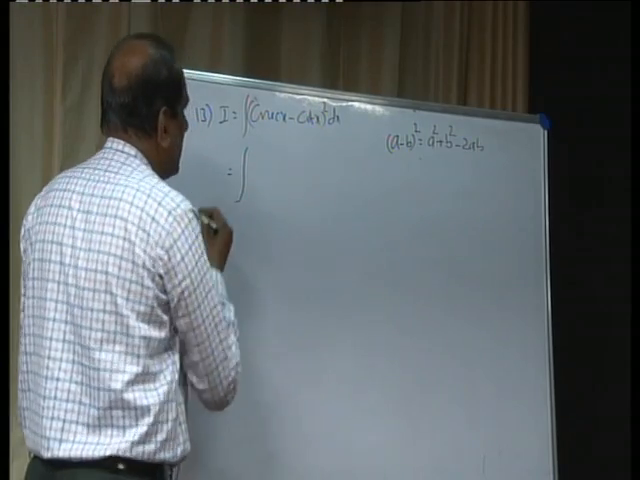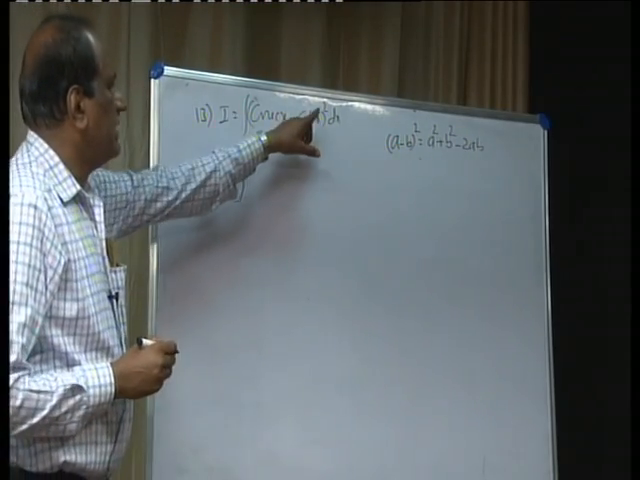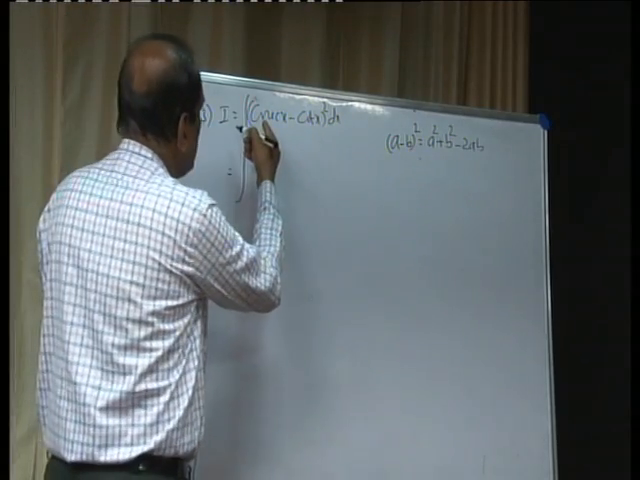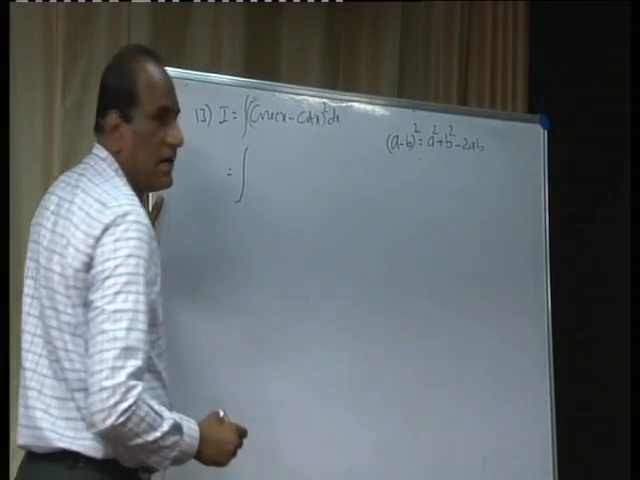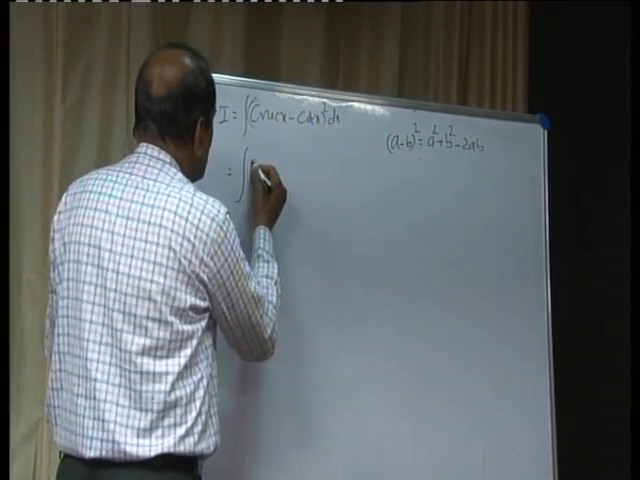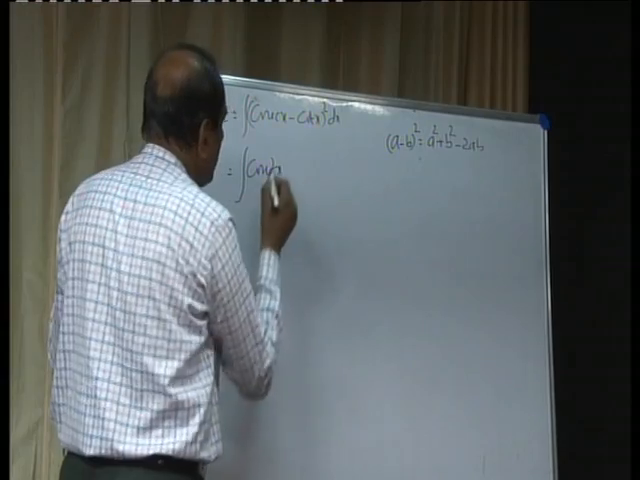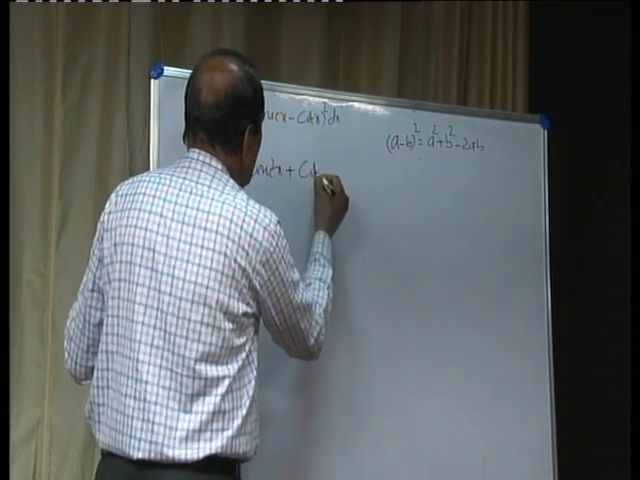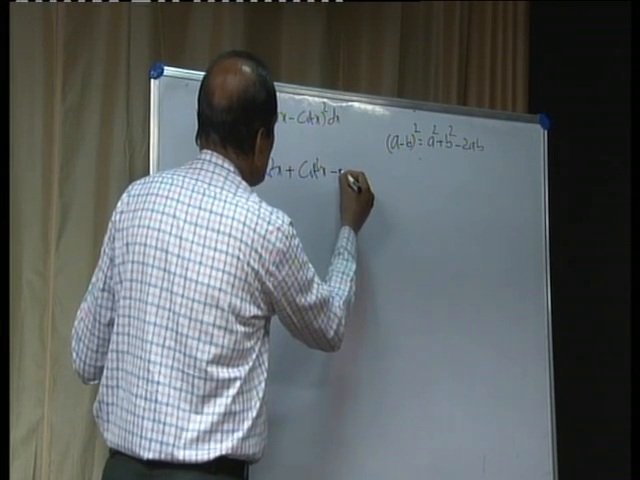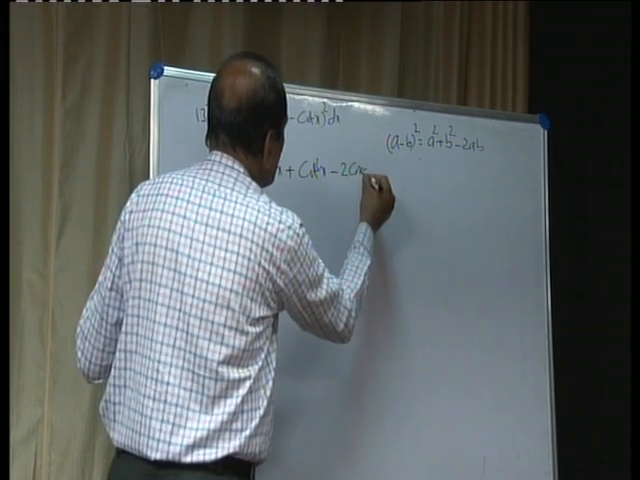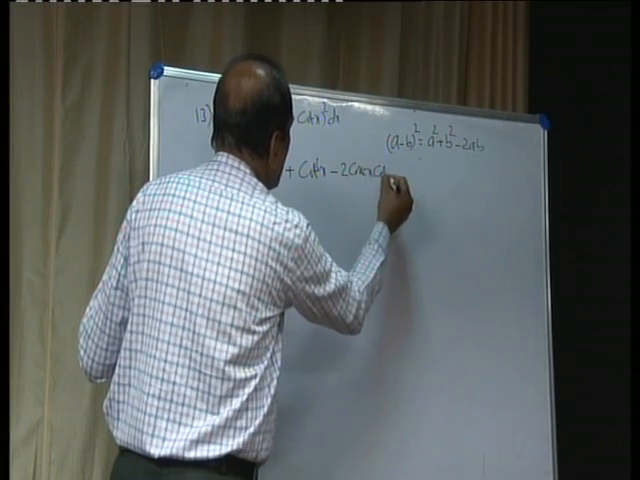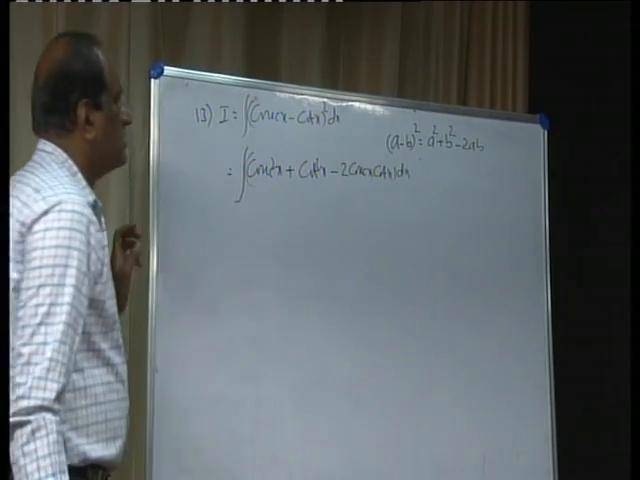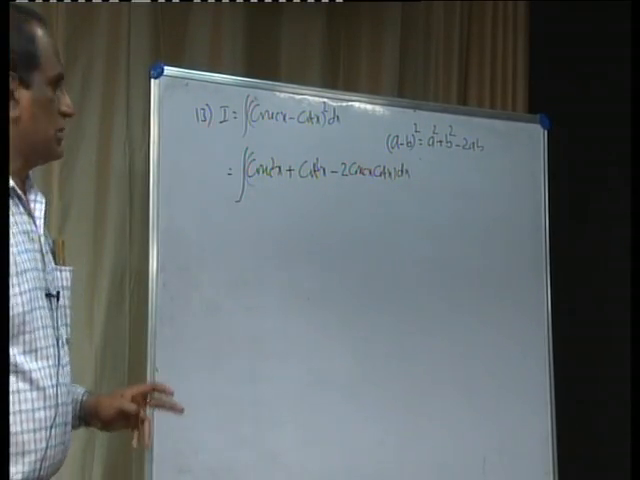Now use that formula and you will be getting 3 terms in the integrand. Here a is cosecant x, b is cot x. A square is cosecant square x, plus b square is cot square x, minus 2ab means minus 2 cosecant x cot x dx. So this is the expansion of (cosecant x minus cot x) whole square.